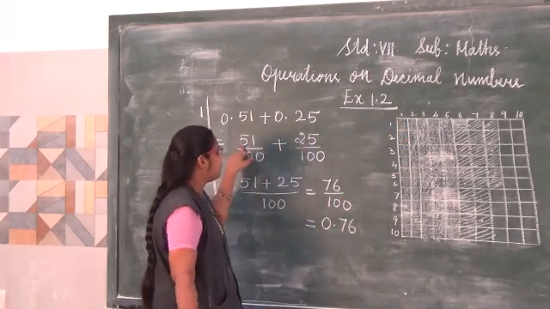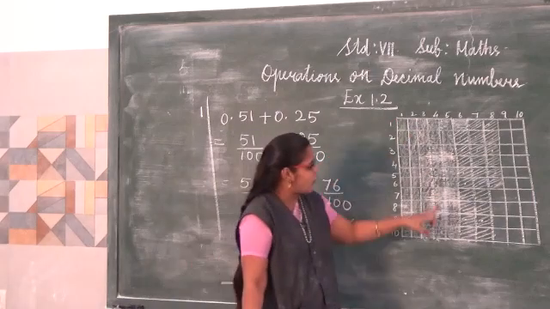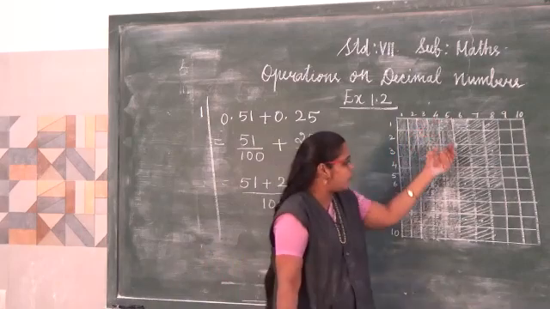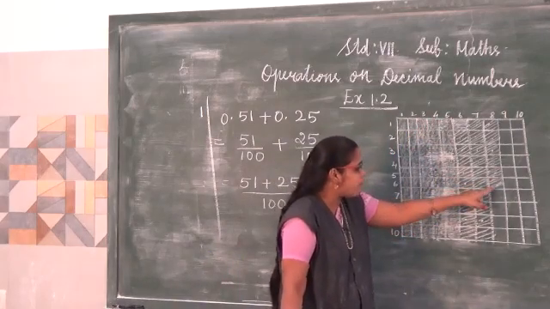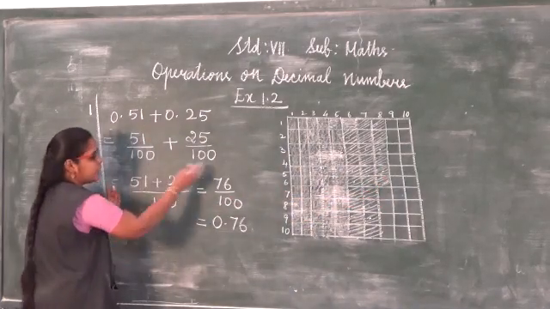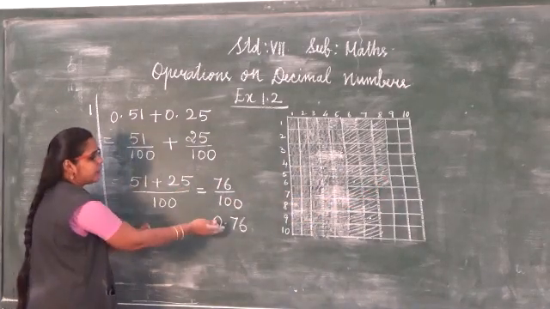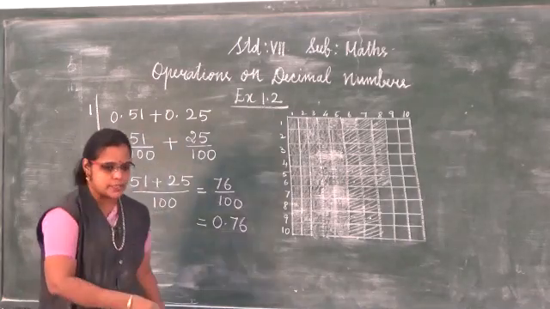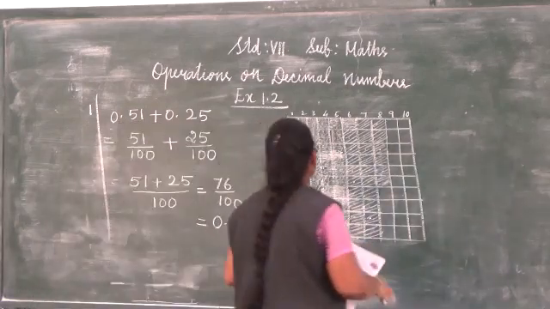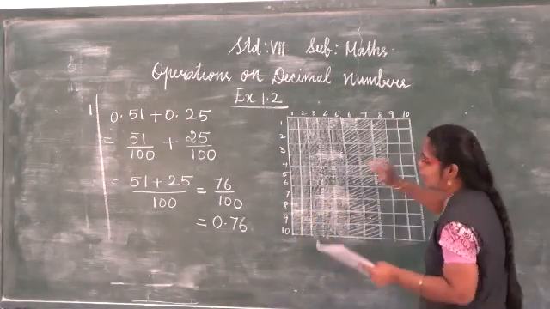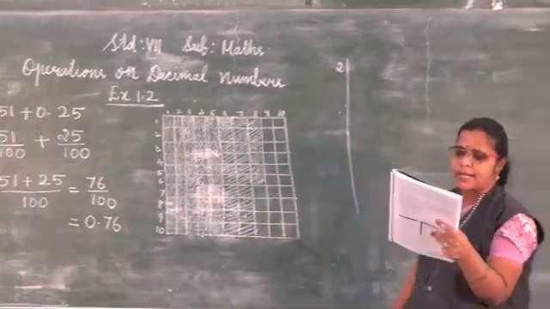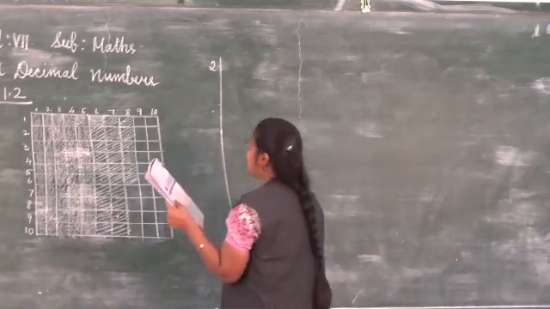So here, first I am shading 51 and then I am adding 25 to this. If I add 25, what is the final box here? 76 is the final box. So if you add numerically also, you will be getting the same answer. So this is the way you have to draw in the grid model.